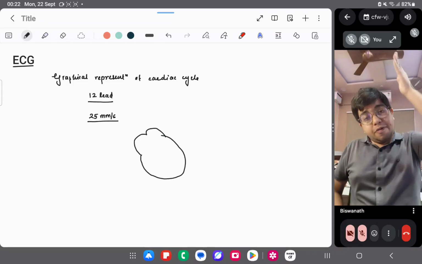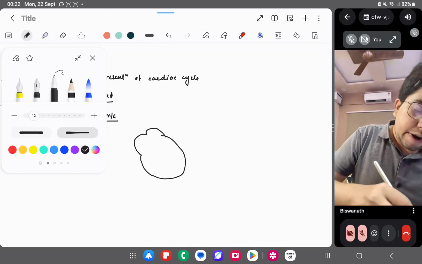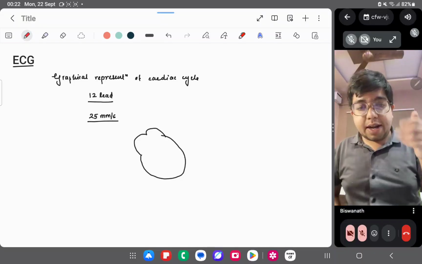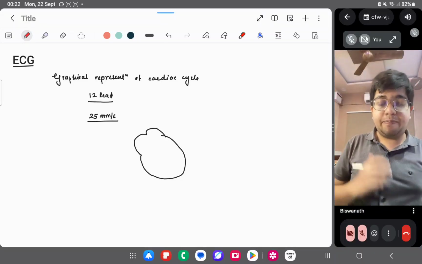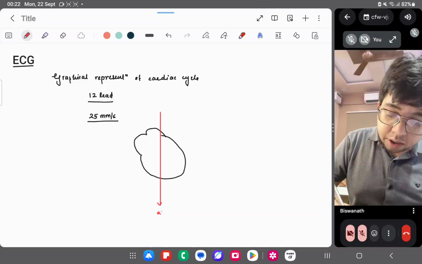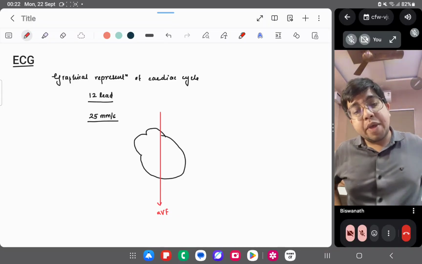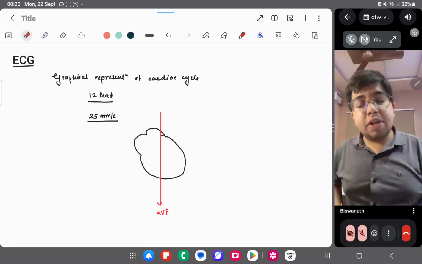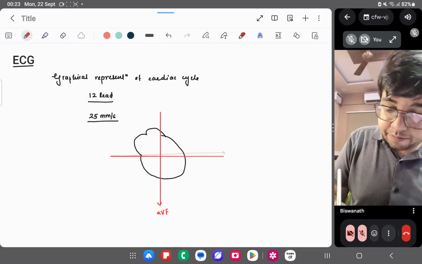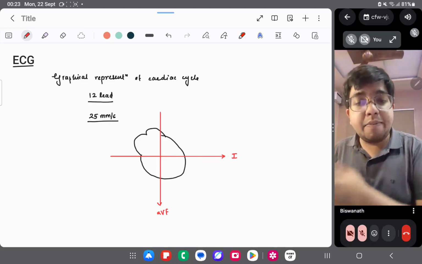The lead that is literally the vertical pillar type of thing, that is AVF. So straight down, this is the lead AVF. The lead perpendicular to that AVF is lead number one.